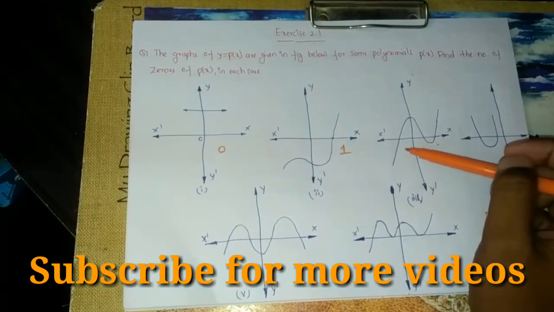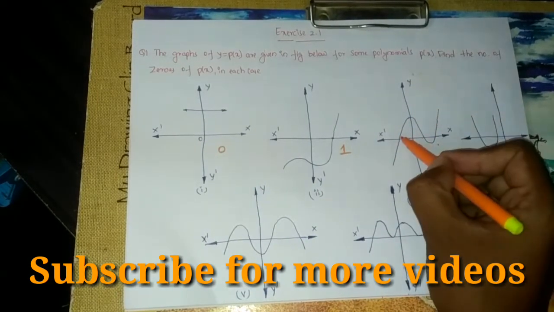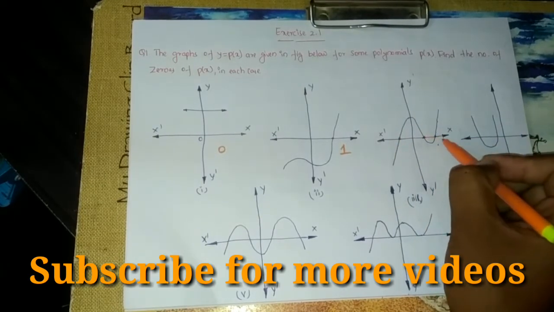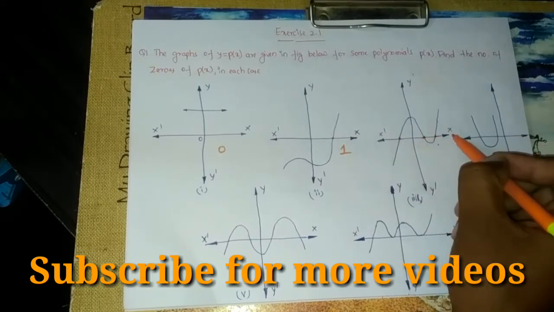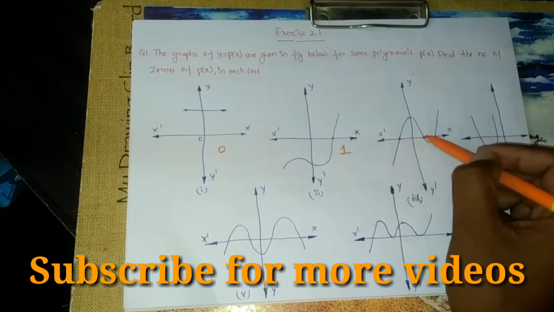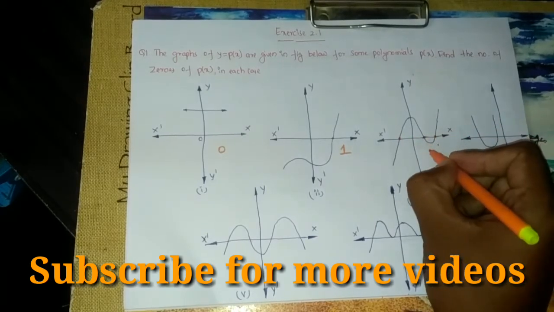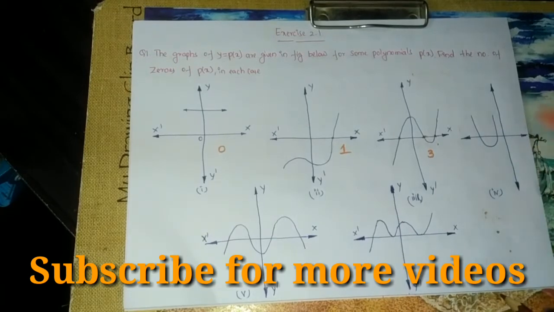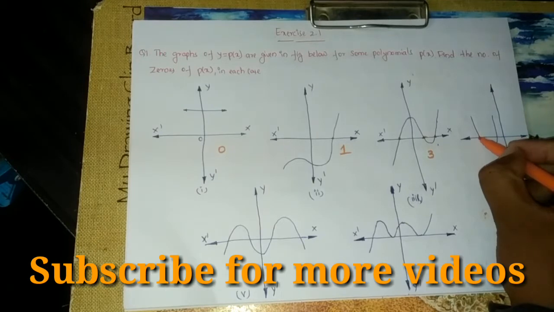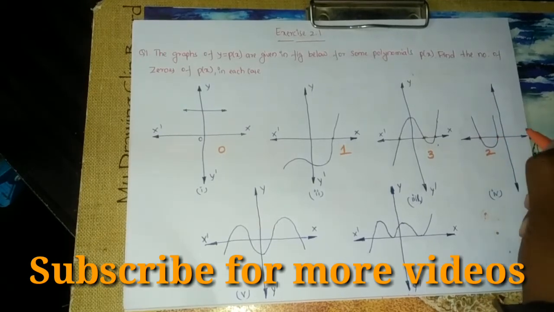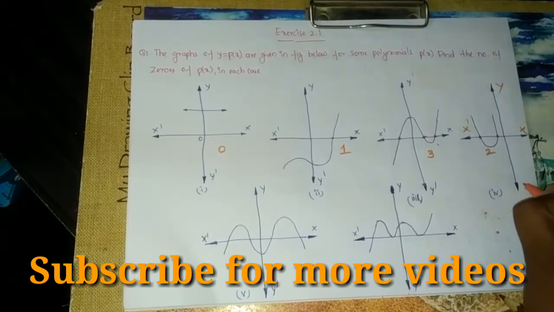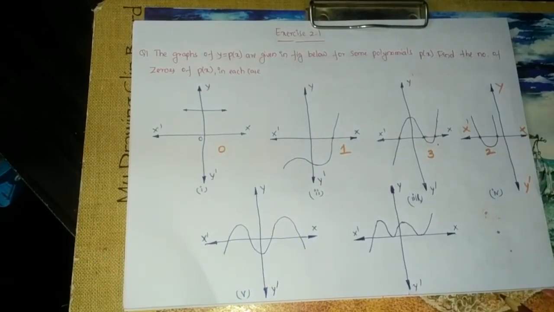Here in the third example, the curve is cutting the x-axis. It may be the positive x-axis, it may be the negative x-axis, but it is cutting the x-axis at 1 point, 2 points and 3 points. So the number of zeros will be 3. In the fourth example, the number of zeros will be 1 and 2. So it is 2. This is the positive x-axis, this is the negative x-axis, positive y and negative y-axis.